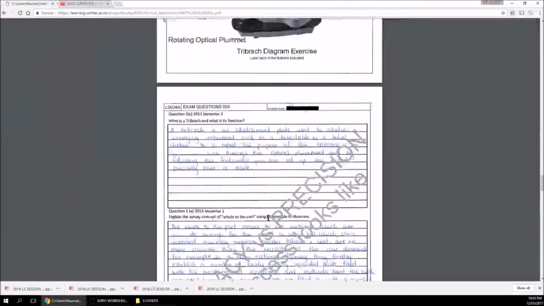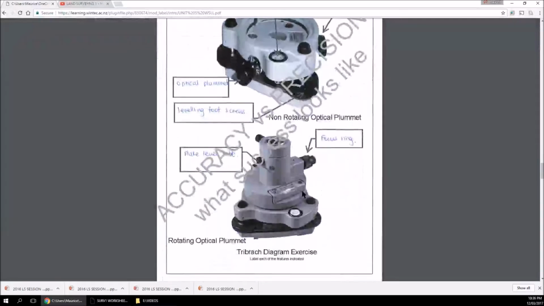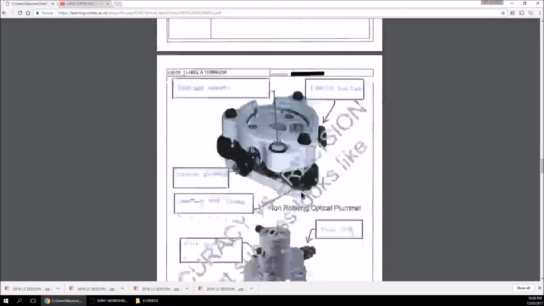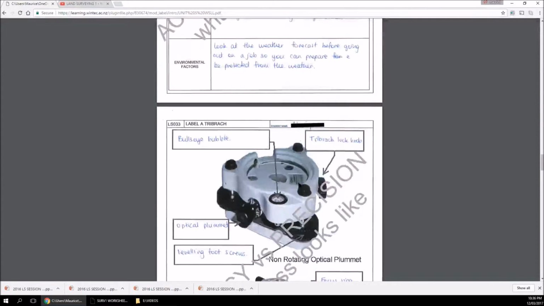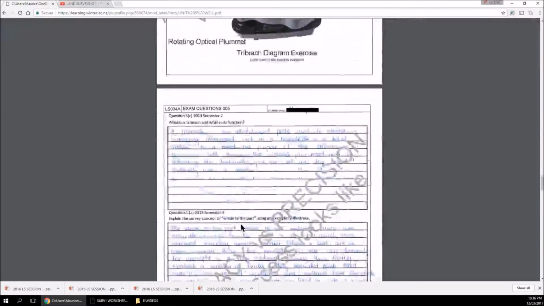Label a tribrach, pretty straightforward. Remember that the manuals for the gear are all included on the Moodle site. So there are places that you can go to look up and find the correct thing, and that information is provided on the Moodle site.